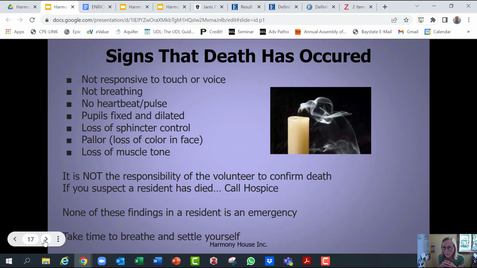The next step for you is to call hospice, whether or not it's in the middle of the night or in the middle of the day. First step is to call hospice. You do not call 911. It is not an emergency, and it is not a rush either. So you can take some time to breathe, settle yourself, support the patient and the family, and then make your call over to hospice.